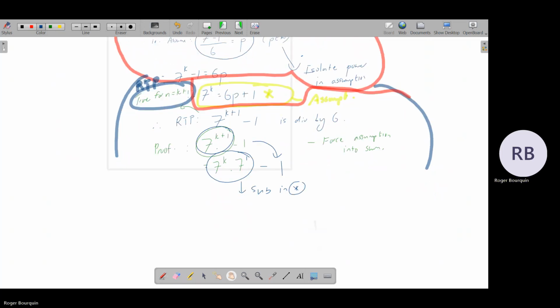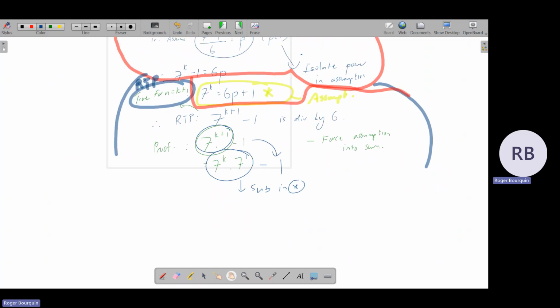Yes. Because it's still relying, by the mathematical induction, still relying on proving it's true for 1. Proving it's true for something. Therefore, true for all elements of the natural numbers.